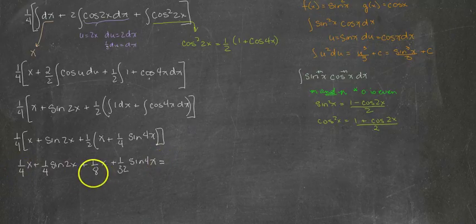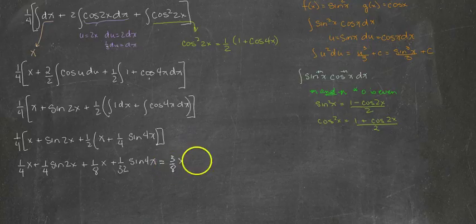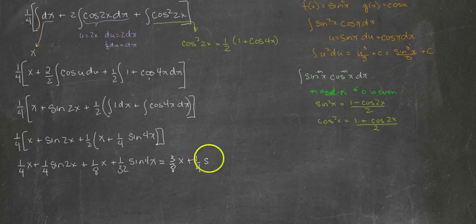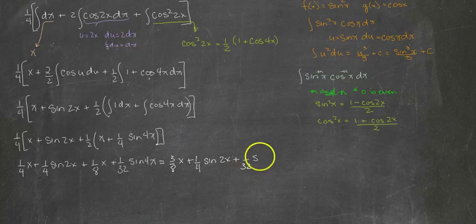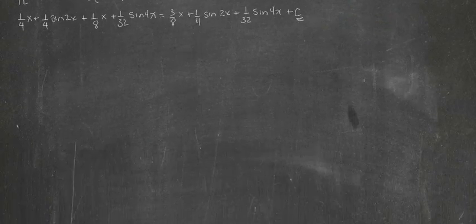So 1/4 plus 1/8 is 3/8 x plus 1/4 sine 2x plus 1/32 sine 4x plus c. Don't forget that plus c, you always have to have it. Well, I think time allows for another example.